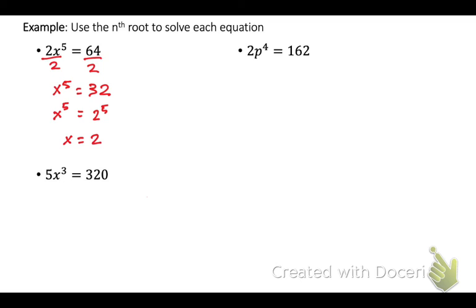But again, the other way we could have done it is to take the 5th root of both sides, right? I don't want to do that. It's the same thing. Same thing. Okay, so 2p to the 4th equals 162. Divide by 2. So p to the 4th equals 81.